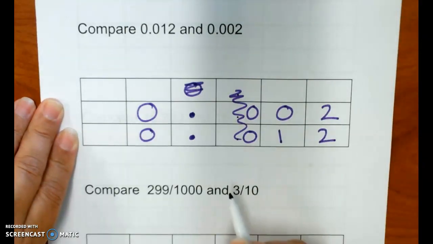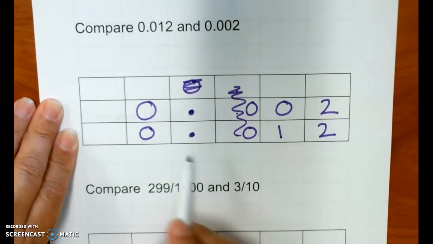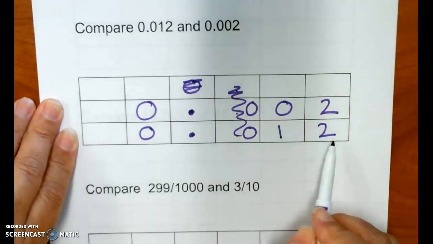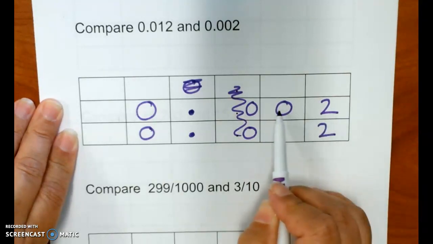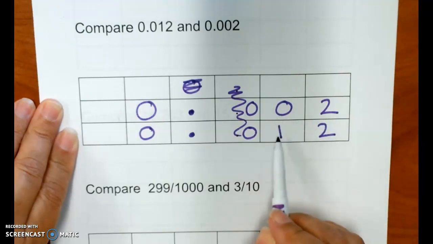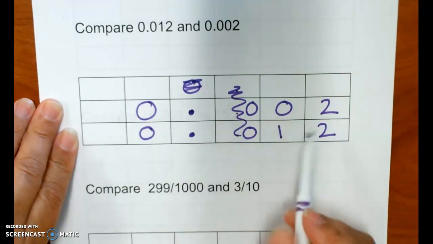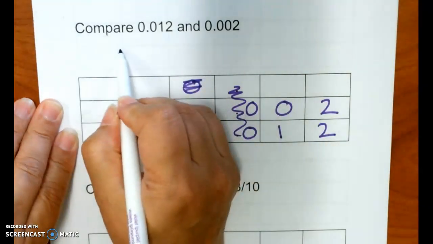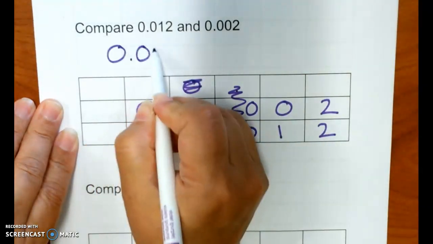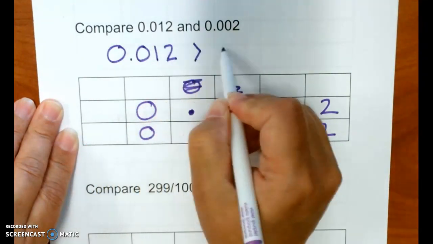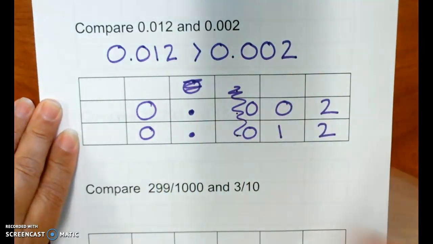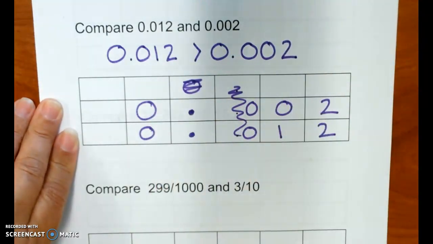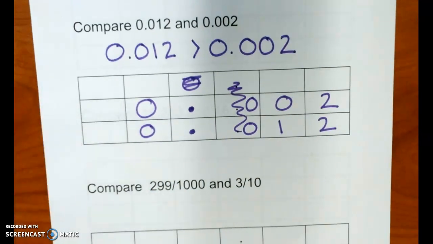Which number is greater? Well, in unit form, we have 1 hundredth and 2 thousandths. Here we have just 2 thousandths, and we have 0 hundredths. So, 12 thousandths is greater than 2 thousandths. Just like if we had 2 apples and 12 apples, 12 apples would be more than 2 apples. Okay, the next one gets harder.